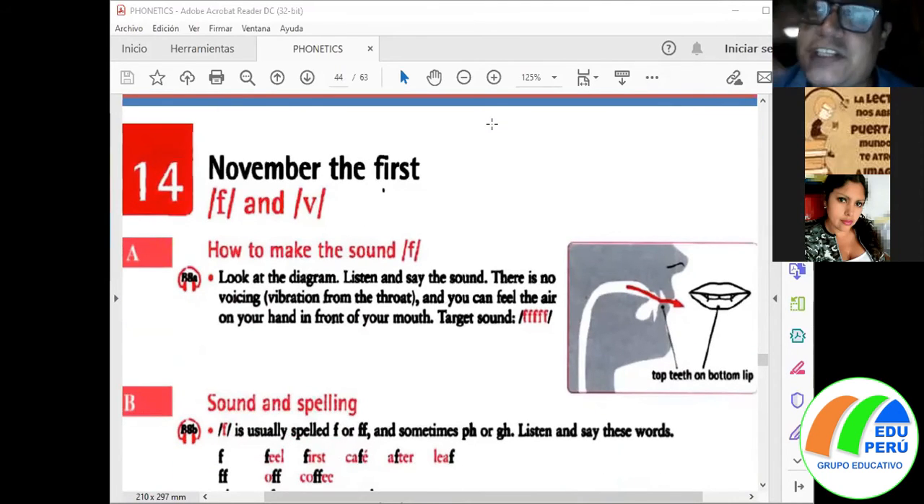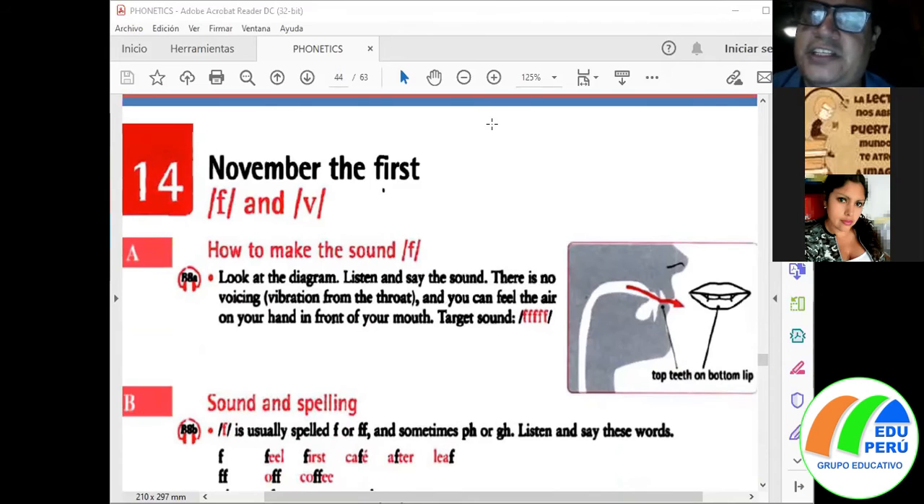Now, if you could notice, we were talking about the stop or plosive sounds, no? First, we started with the pa, ba, then ta, da, then ka, ga. So the 6 plosive sounds. Now we are going to pass to the fricative sounds.